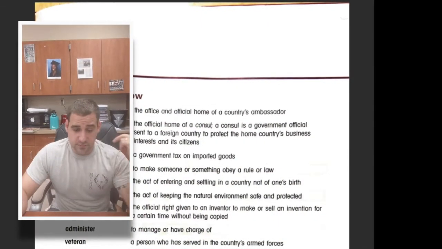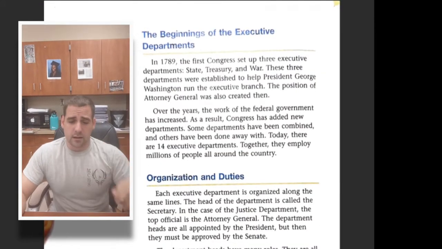Okay guys, so we got started on this chapter last week. We're going to move ahead a little bit and go into a little more detail.